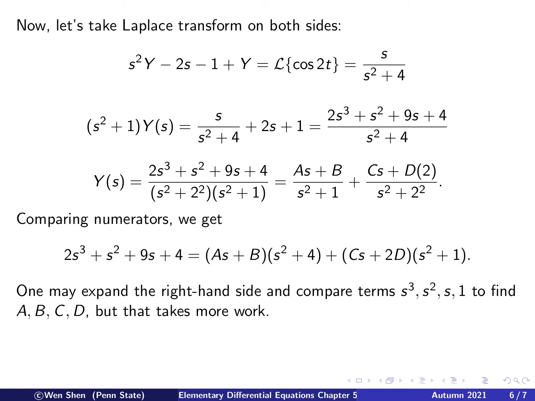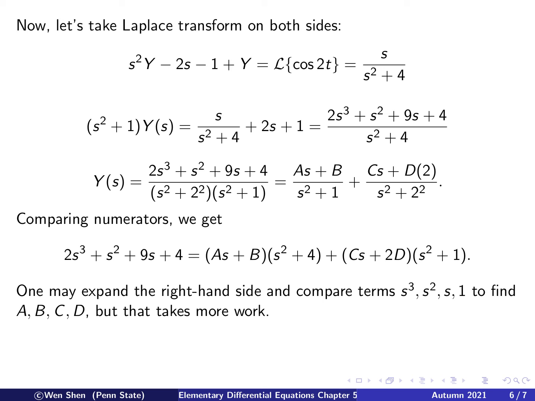Okay, so let's compare the numerators. So this equals that. If I rewrite this into a fraction, the numerator would be the left-hand side, this here, and the numerator here would be this term times this term, which is here, and then plus this term times this term, which I wrote here. Okay, so we have a polynomial of degree 3 on the left and on the right, which will give us 4 constraints in general, right? And we can solve for 4 unknowns.